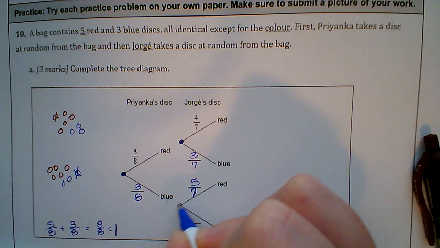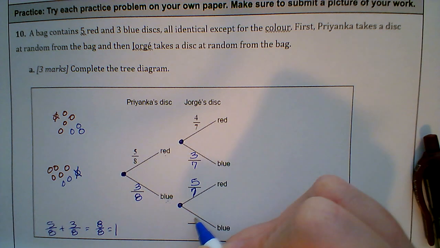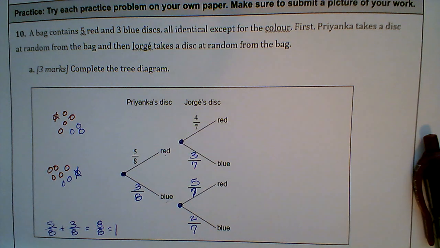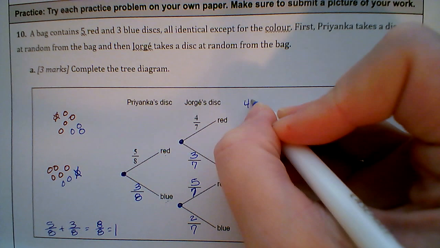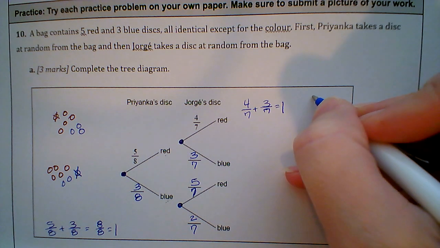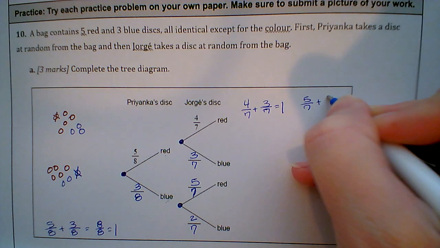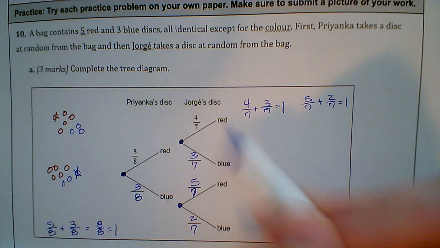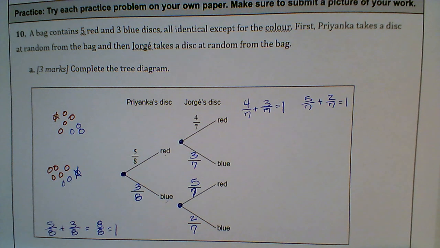So now again, we have the same vertex, which means these two probabilities have to add to 1, which means this is going to be 2 out of 7. Okay, so we know 4 out of 7 plus 3 out of 7 is equal to 1. We know 5 out of 7 plus 2 out of 7 is equal to 1. So anytime you have branches from the same vertex, they're going to sum to 1. Okay, I'm actually going to stop this video here. We're going to go in pieces so we can do little bite-sized chunks. So that is how we're going to fill out the tree diagram for this.